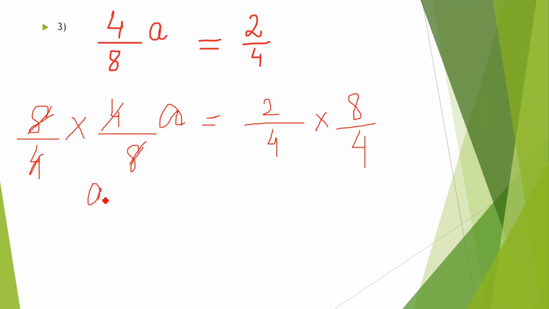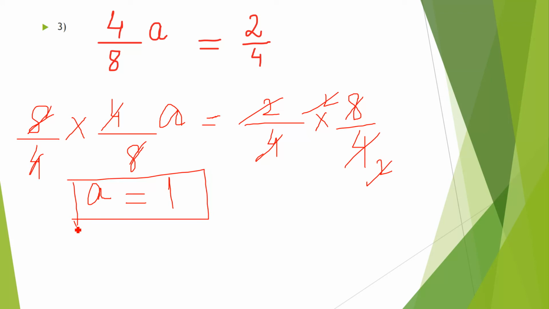So only a is here, is equal to 4 1 times 4, 4 2 times 2, 1 times 2, 2 times 2, 1 times 1. So the value of a is 1. Prove it. I will show you here how. 4 over 8, whether it is right or wrong.